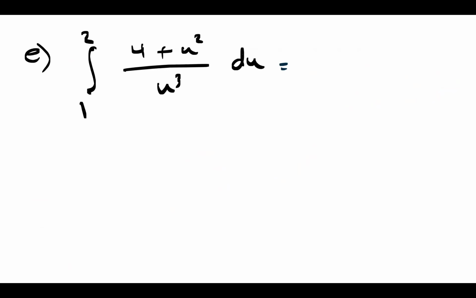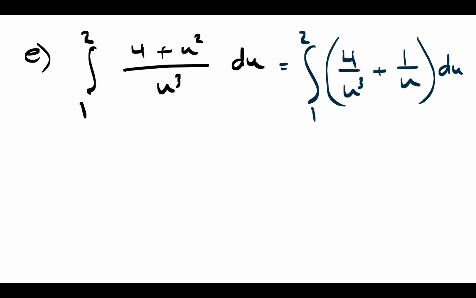So that looks like a quotient rule to me, except we don't have any anti-quotient rules. Bummer. So I have to simplify this as much as I can. Can I split the denominator into two different pieces? Yes, absolutely. So let's go from 1 to 2. Split it into 4 over u cubed plus, tell me if you agree with that.